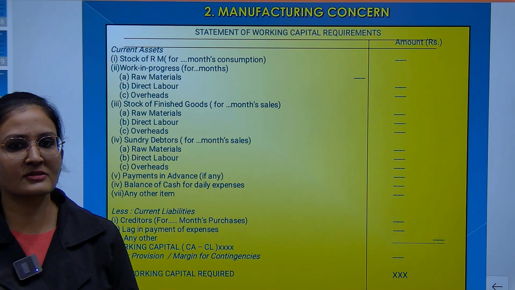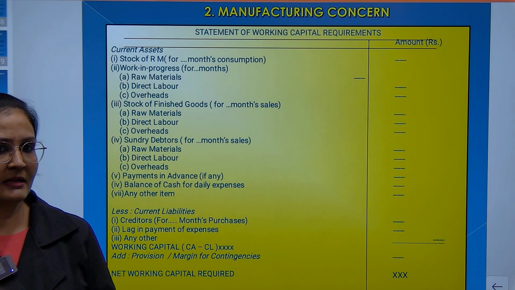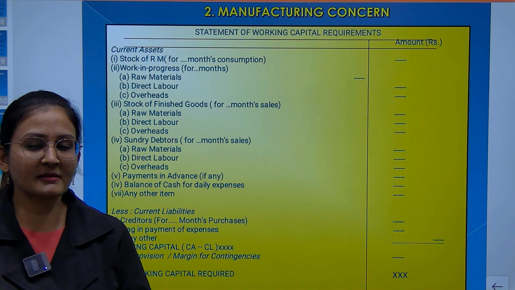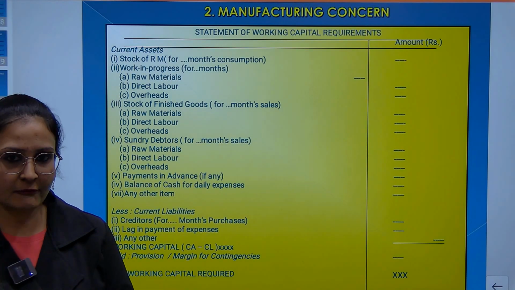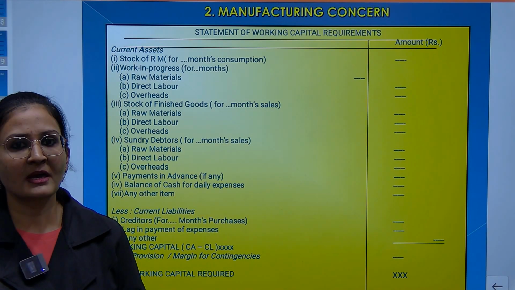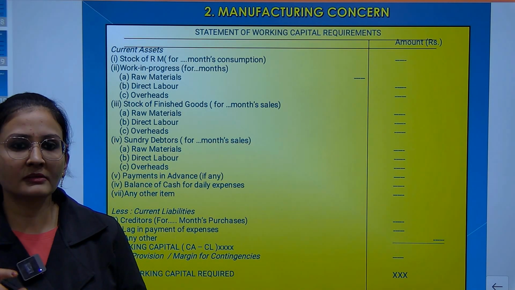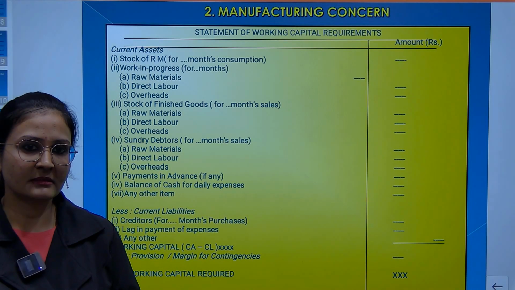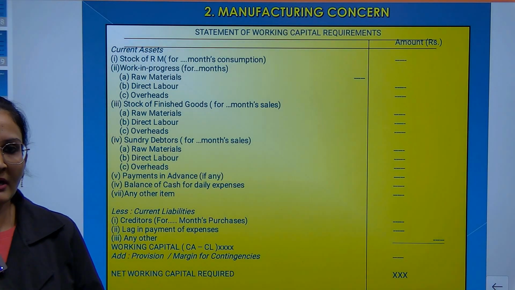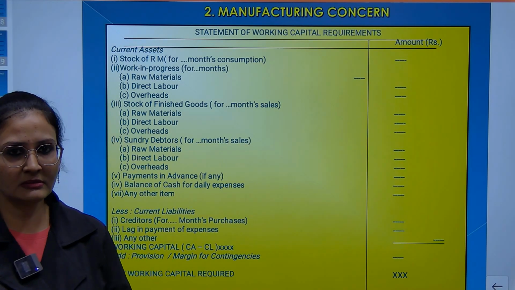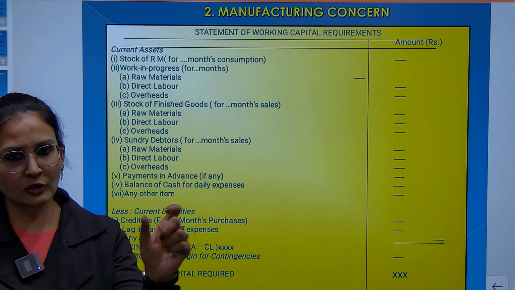Again, under finished goods you have to write raw material, direct labor, overheads. Then the fourth one is sundry debtors, material, labor, overheads. Then the fifth one will be prepaid expenses, meaning the payment which you have paid in advance. The sixth one is cash at bank or cash in hand. Okay, that you can add. It will come under balance of cash. Or any other item which is remaining under current assets, that you can include. Then you will get the total of your current assets.